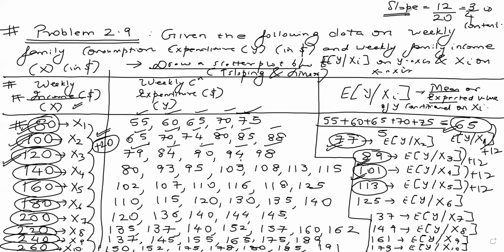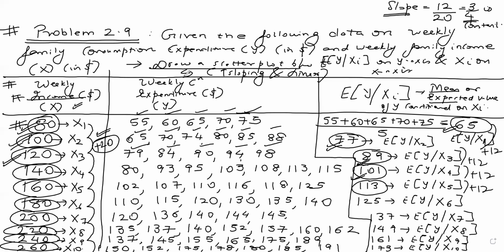But since the slope is a constant, because for every $20 increase in weekly income, your expected weekly expenditure goes up by $12, your slope is a constant, which is 12 by 20, which is 3 by 4. As a result, we can say that it is linear, because whenever the slope is constant, your function is linear. So it's upward sloping and linear if you draw the scatter plot.